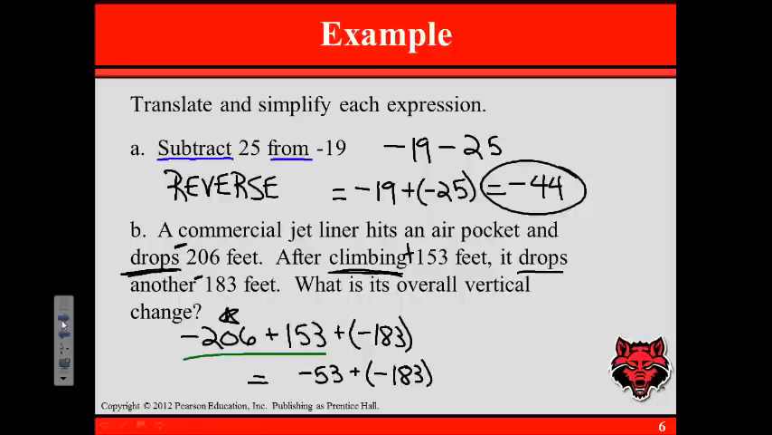Now we want to add negative 53 and negative 183 because these share a common sign. Add the absolute values, and we keep that common sign. So the overall vertical change of this commercial jetliner is negative 236 feet.